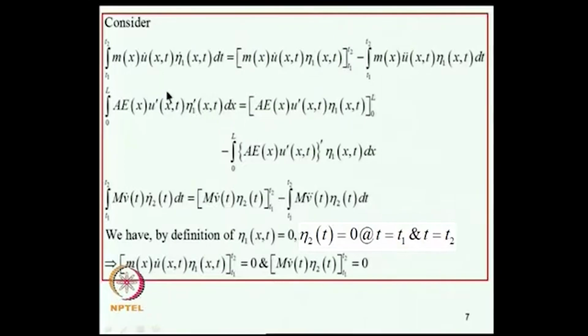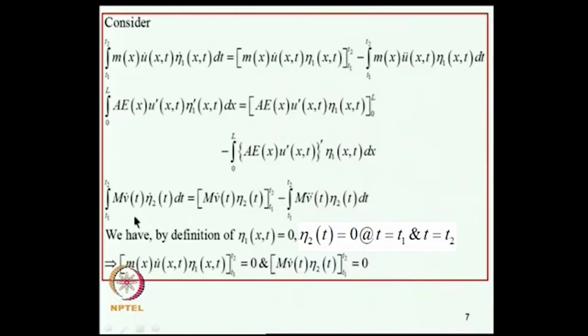So, we will deal with these three integrals first and then come to the other part of the equation. Suppose we now consider the integral from T1 to T2 of m u dot eta 1 dot dt. I will integrate by parts and I will get the first term is this and the second term is this. Similarly, on terms involving spatial derivative of the variation, we again integrate by parts. This is the first term I get, this is the second term.